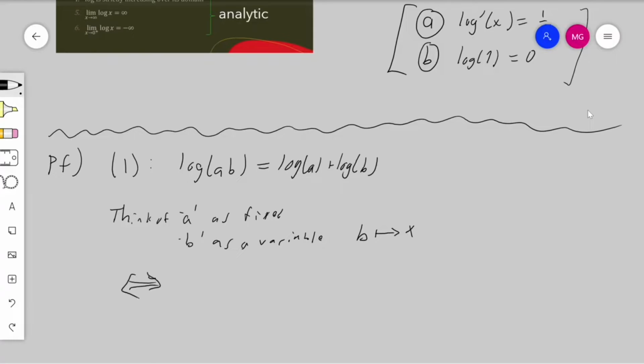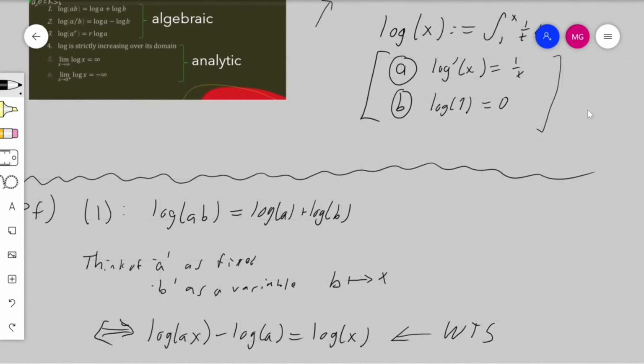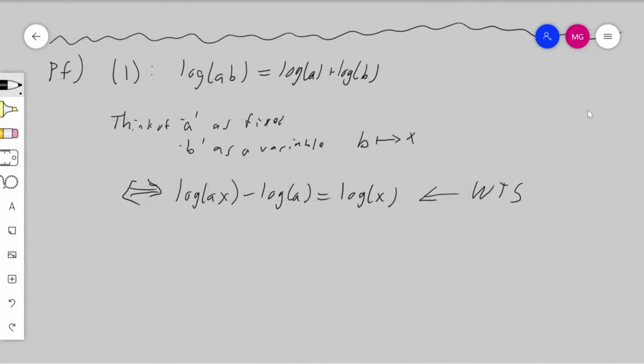The above that we want to prove is equivalent with log of ax minus log of a is equal to log of x. So what we want to do is show that this is true. So how do we show that a function is equal to log of x? Well, we use the defining properties that we see above here, a and b. So we're going to demonstrate that this left-hand side really does have those properties, and therefore it must be equal to log of x, which is the right-hand side. So here's how we do that.